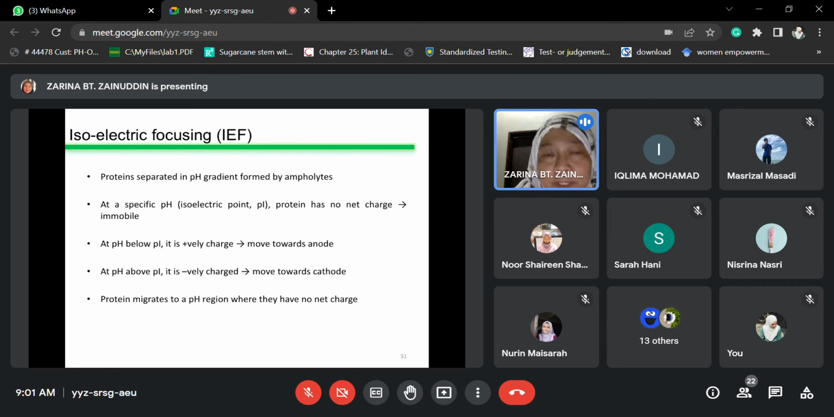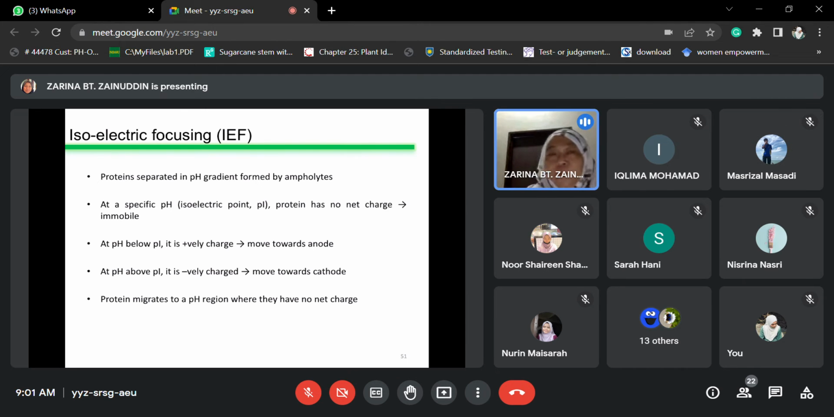Okay, any question? Okay, that are being used to separate protein. If you want to extract protein and check whether it's successful or not, you can see it using SDS-PAGE. Okay, any question? No? Alright, clear.